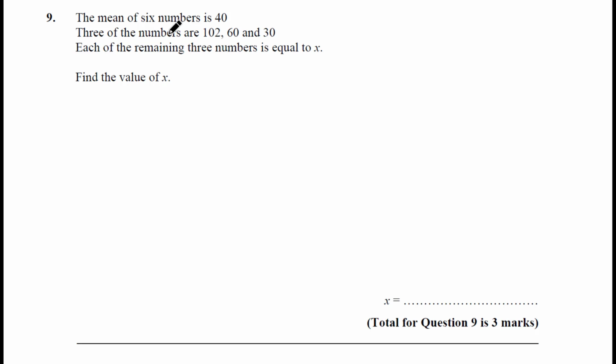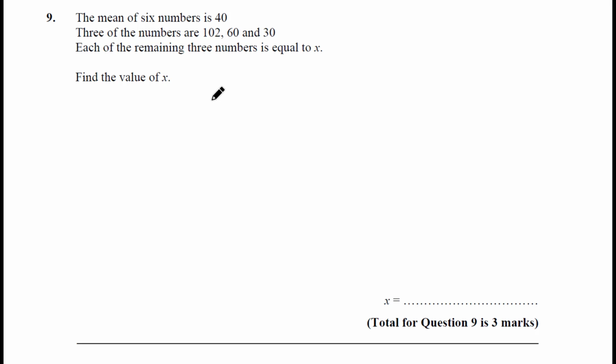The mean of 6 numbers is 40. 3 of the numbers are 102, 60 and 30. Each of the remaining 3 numbers is equal to x. Find the value of x.